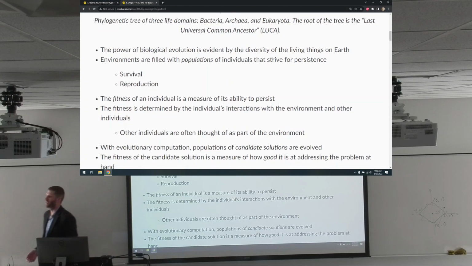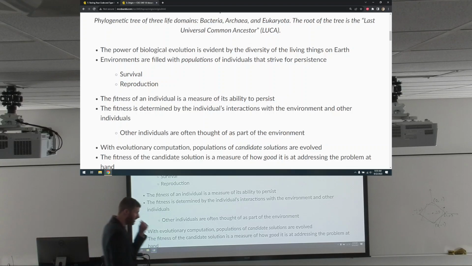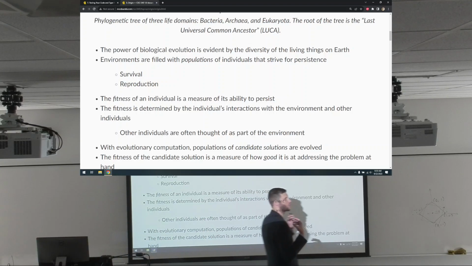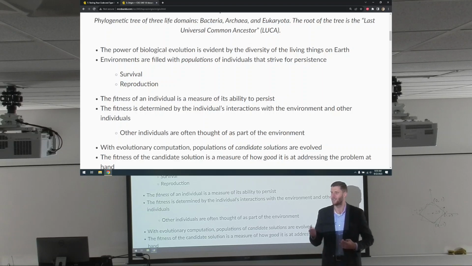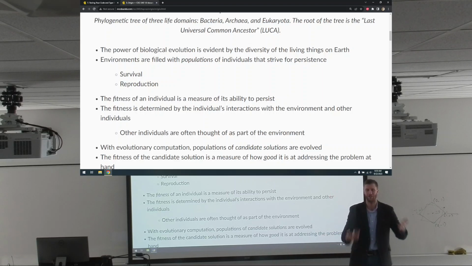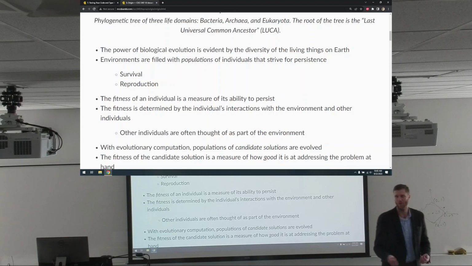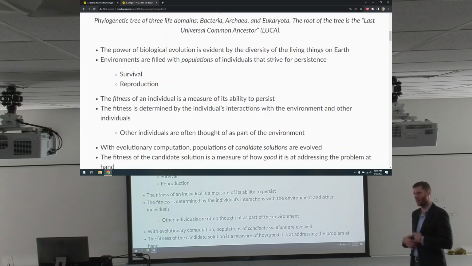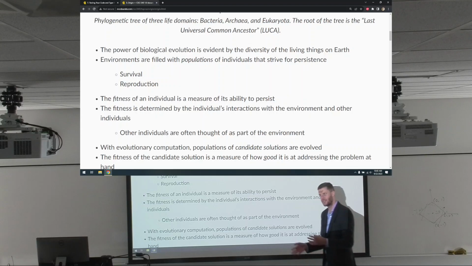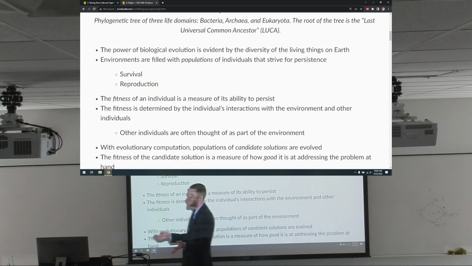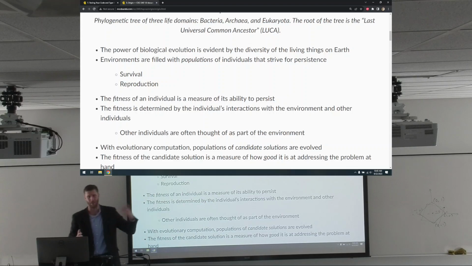The power of evolution is obviously evident just in the sheer fact when you look at the diversity of things on Earth. And the environment is filled with populations of individuals that strive for persistence, to survive and reproduce. If I survive, I persist. My DNA persists. But eventually I'm going to die. But if I have the ability to reproduce, my DNA can also kind of persist in my children, right? So that's a good thing. Or if it's asexual reproduction, whatever, I just reproduce and I'm making copies. Those copies might be different every now and then, just mutations and whatnot.